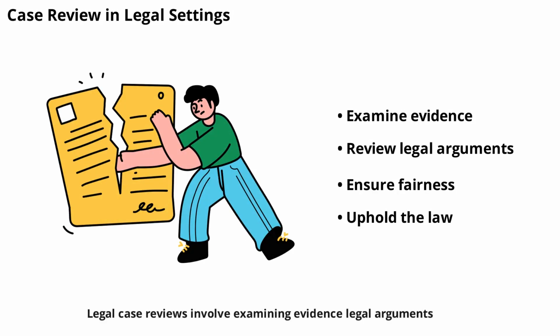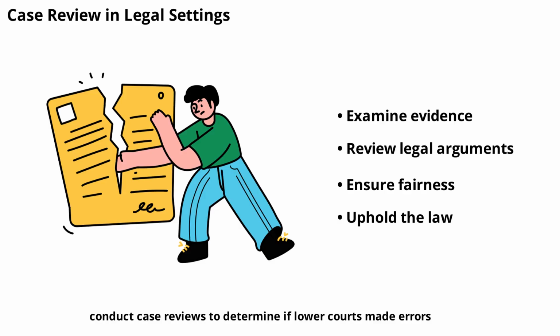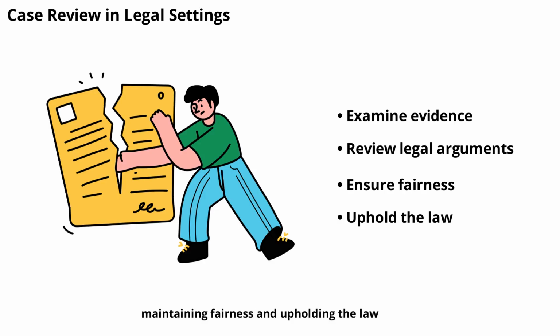Legal case reviews involve examining evidence, legal arguments, and previous decisions. They help ensure that justice is served and that all relevant information is considered. Appellate courts, for example, conduct case reviews to determine if lower courts made errors. This process is essential for maintaining fairness and upholding the law.